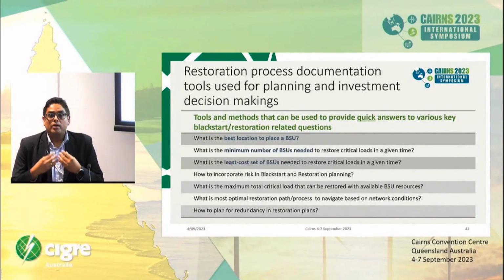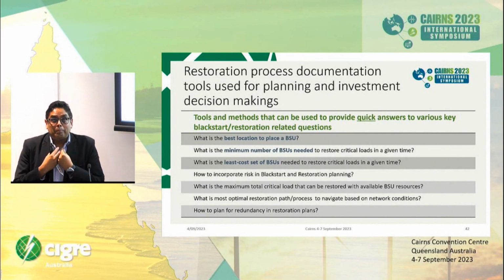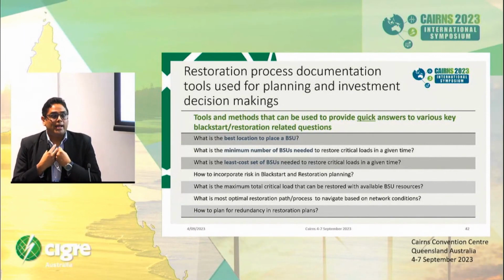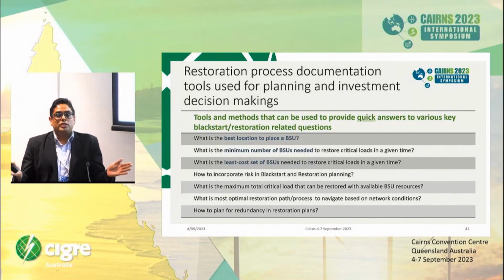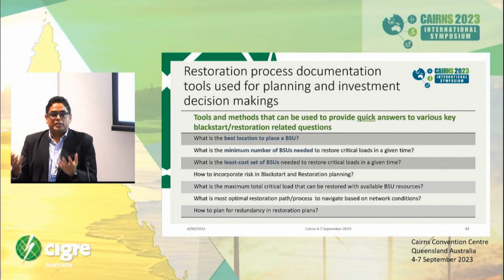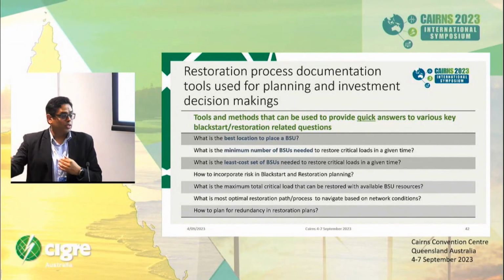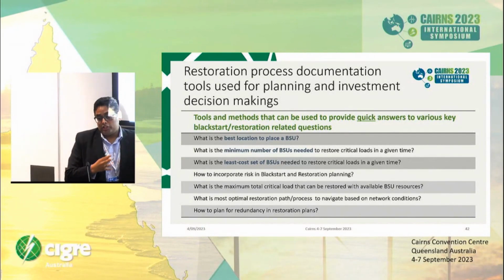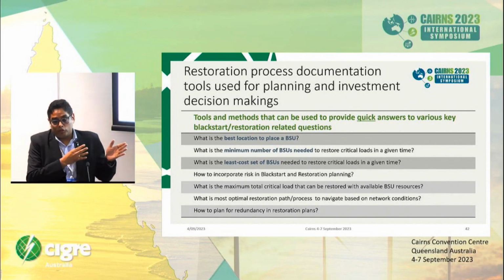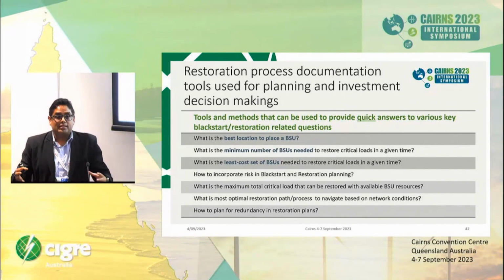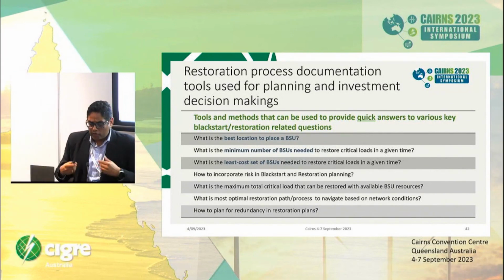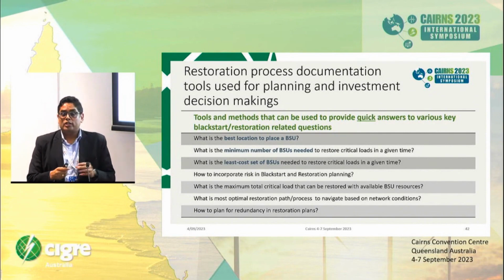How can I incorporate risk in black start resource planning? How can I plan redundancy in my system? How can I navigate through different restoration strategies with different operational conditions? All of these need to be answered, especially as we are not yet using 100% IBRs. We'll be using them for black start, but we are in a transition phase from synchronous to IBR systems. So these things are still very valid to address. Some of the planning tools I'm going to talk about next focus on that.